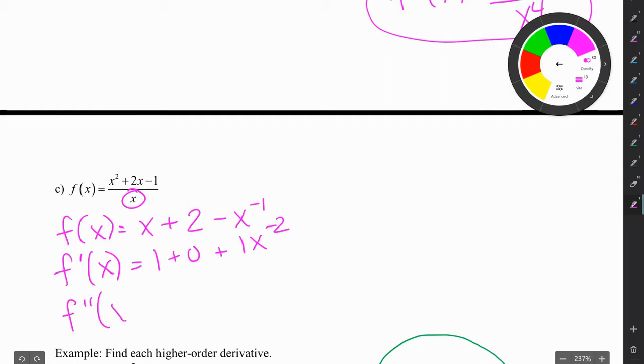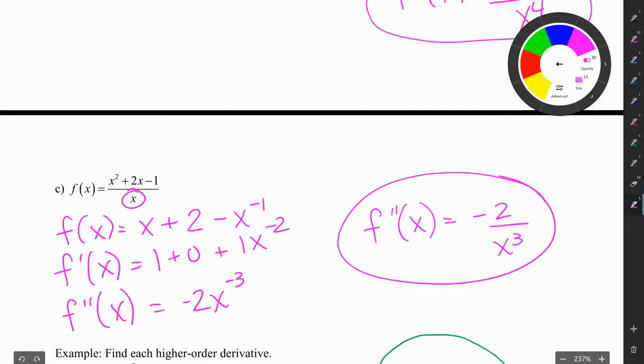For the second derivative, 1 and 0 would combine and give us 1. The derivative of 1 would be 0, so now all that's gone. Bring down the negative 2, x, subtract 1 from the exponent. We could either write that, but the better option in this case, since we started with a fraction, is to end with negative 2 over x to the third.